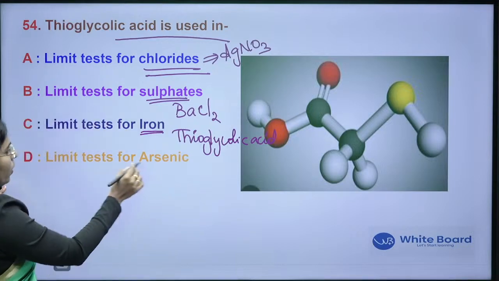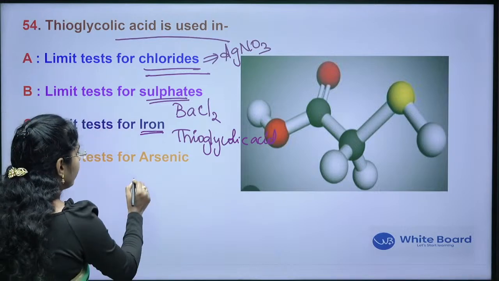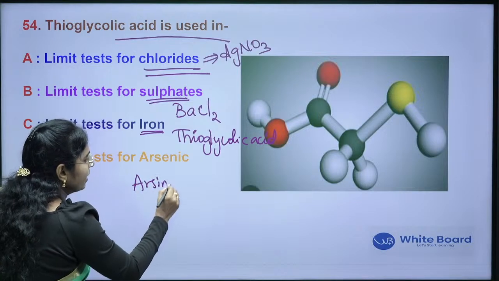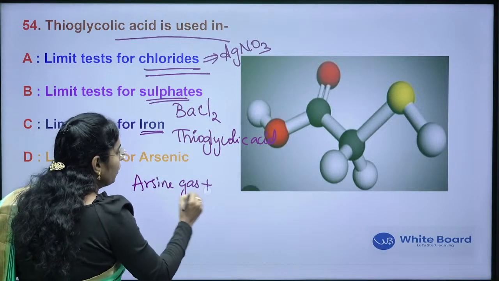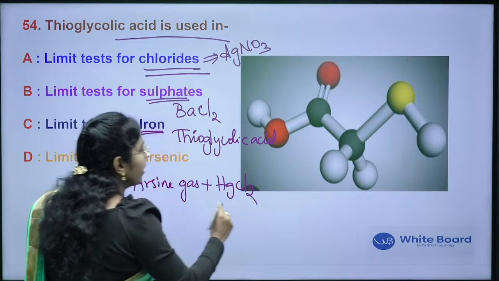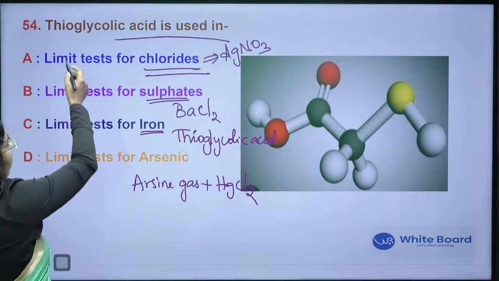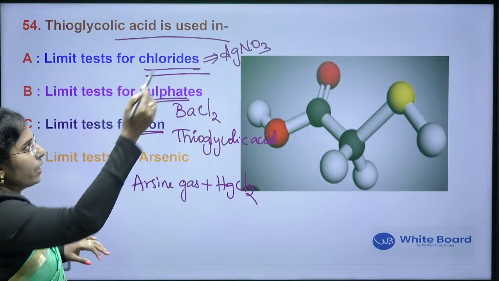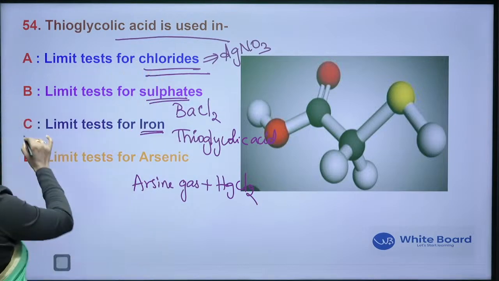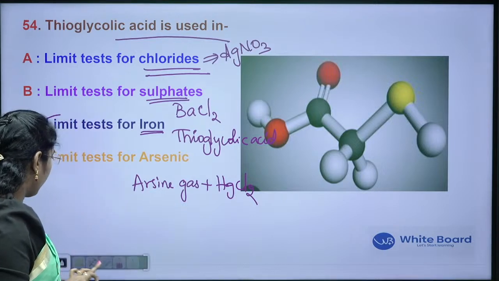Last one, arsenic. In case of arsenic, the arsine gas will react with our mercuric chloride paper, and therefore it gives a yellow to brown stain. So, what they have asked is, thioglycolic acid is used in. It is used in the limit test for iron. Okay, right. Coming to the next question.